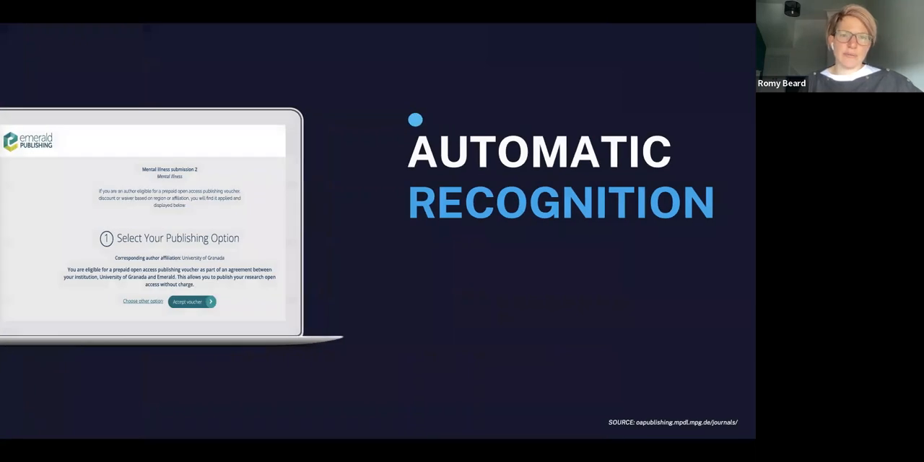Here's an example from Emerald and their Kronos Hub workflow, where you're automatically alerted, and there are other providers that do the same, that for their publishers, if you're in the process, there's an alert that tells you, hey, you're eligible, you should be covered by an agreement. But again, it's really important to make sure you check the right institutional affiliation, because everything is based on that. Even if it's an automatic recognition and not a manual process, you still need to do that.